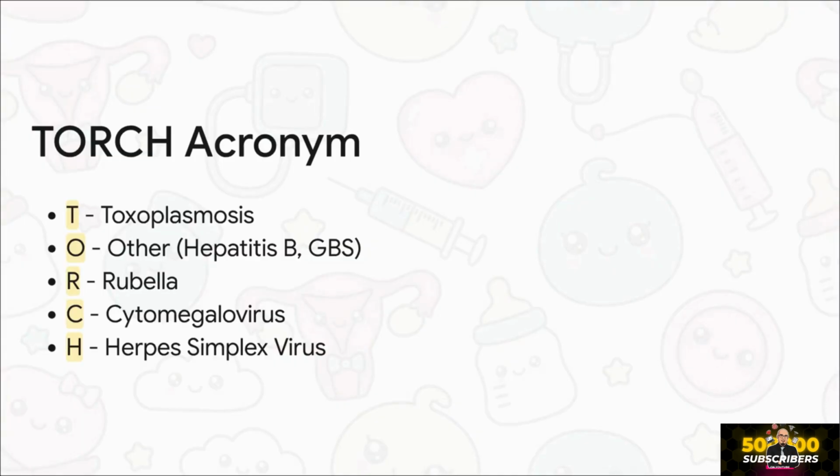T is for toxoplasmosis. When you see this, think raw meat and cat litter. O is for other, which includes things like hepatitis B. R is for rubella, which is super dangerous and can cause major birth defects, especially in that first trimester. C is cytomegalovirus, and H is for herpes simplex virus, which might mean a C-section if there are active lesions. Just knowing what TORCH stands for can help you answer a bunch of different questions.